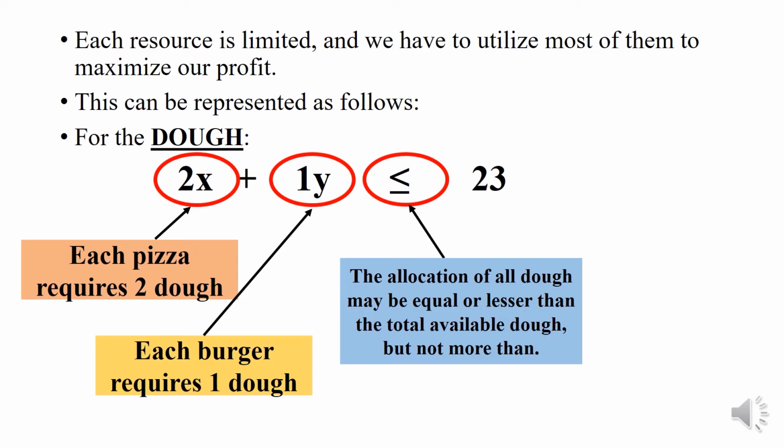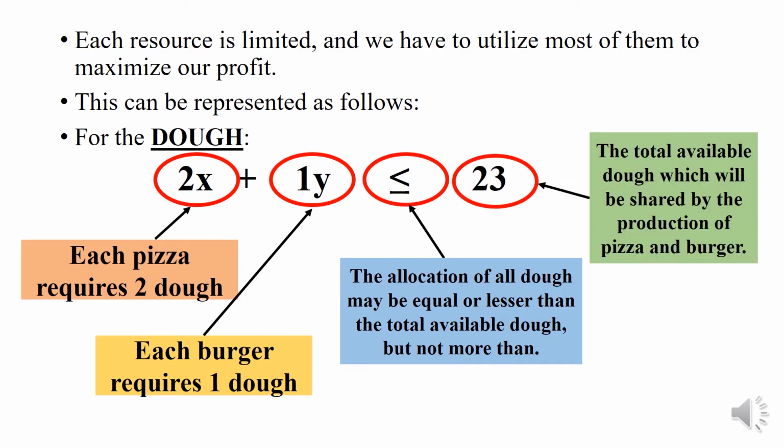The inequality sign, the lesser than or equal sign, represents the allocation of all dough, which may be lower or equal to the total available dough, but not more than 23, of course. The 23 is the total available dough, which will be shared or allocated by the production of the pizza and the burger. So this constraint is only for the dough.